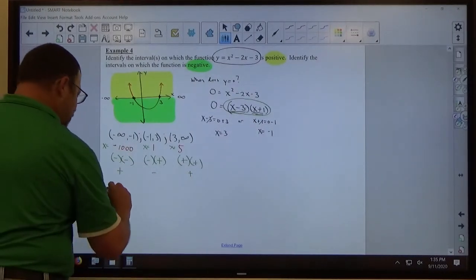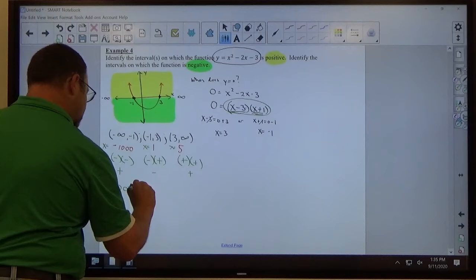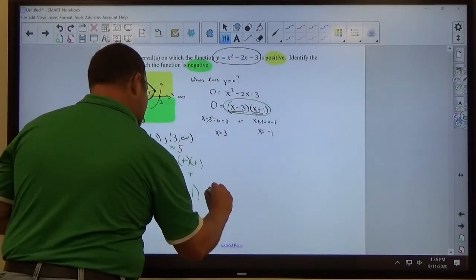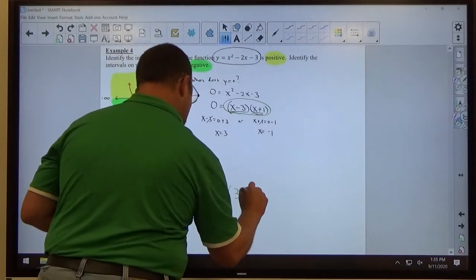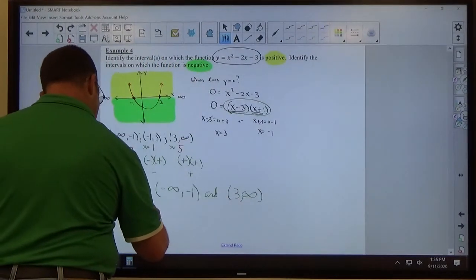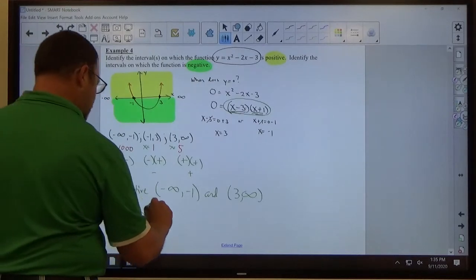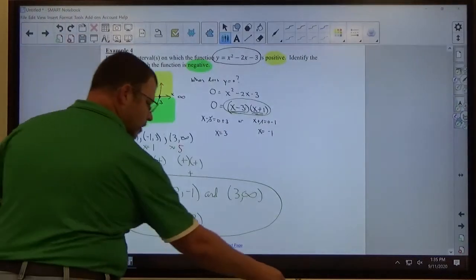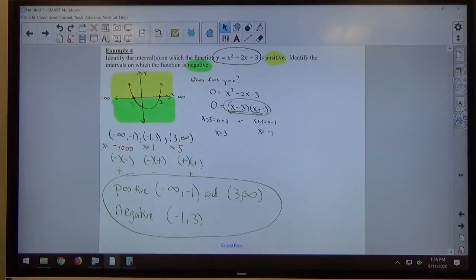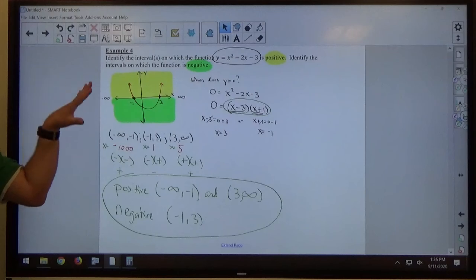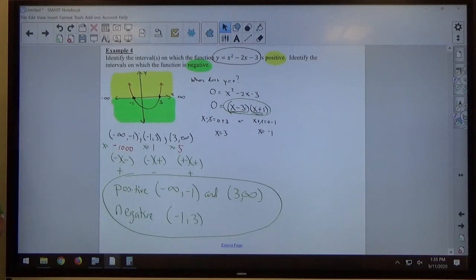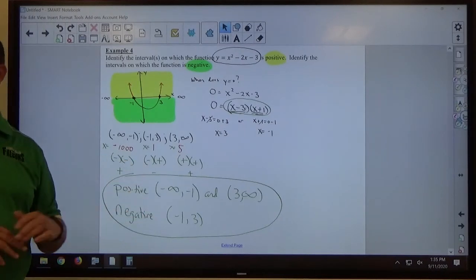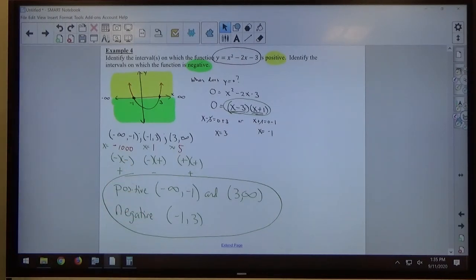So I can see that the graph is positive from negative infinity to -1 and from 3 to infinity. I can see the graph is negative from -1 to 3. Now, the book, when they ask these questions, asks either one or the other, not both. I did them both just so you can see how to do both. Usually in the book, they'll say, when's it positive? And you just write the positive ones. Or when's it negative? Just write the negative ones. But that's how you do it.